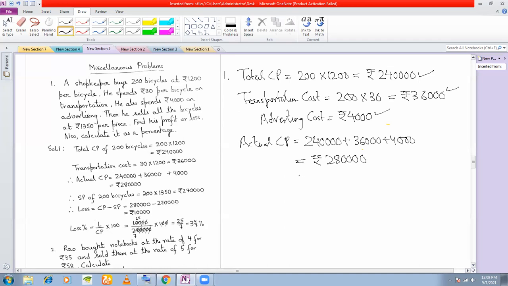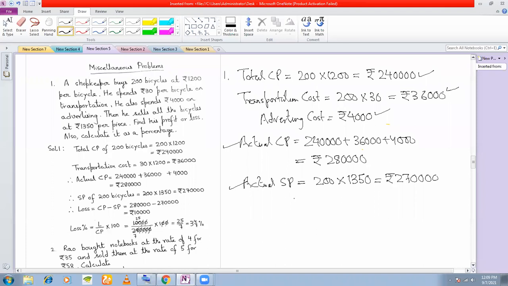Okay. Now he sells the bicycle for 1,350. So how much is his actual selling price? 200 bicycles, each bicycle he is selling for 1,350. If you multiply these two, you are going to get 2,70,000. Now look, actual selling price and actual cost price. Which one is greater? 2,80,000 or 2,70,000? Cost price is greater.